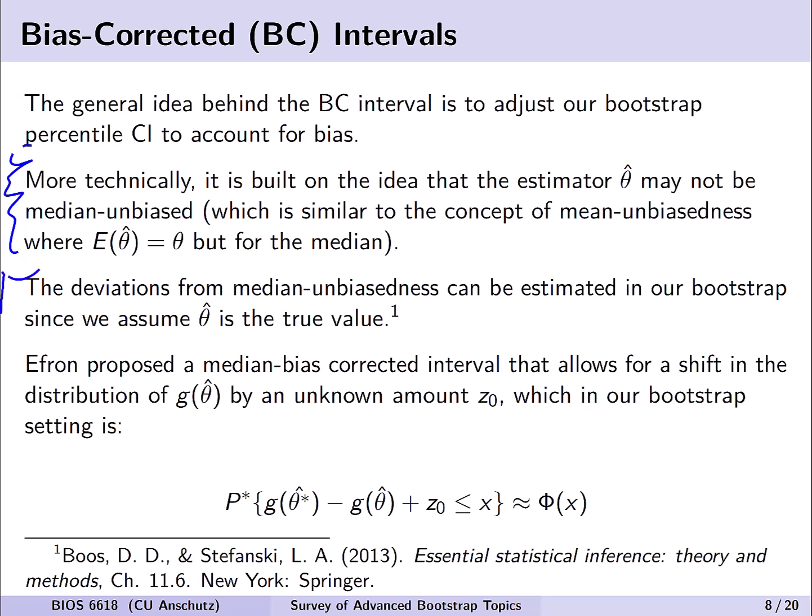The interesting thing here is that deviations from median unbiasedness can actually be estimated in our bootstrap, since we're assuming that the theta hat from the sample is the true value that we're comparing our bootstrap distribution to. Efron proposed a median bias corrected interval, that ultimately is known as this bias corrected interval, that allows for a shift in the distribution, which we call g of theta hat, by some unknown amount z, which in our bootstrap setting represents the equation we see below, where we see a connection here to a standard normal distribution of phi of x.